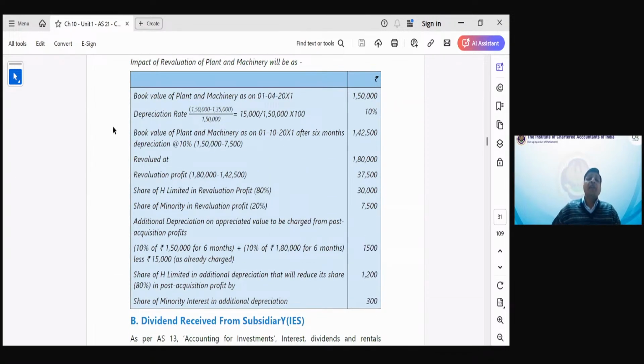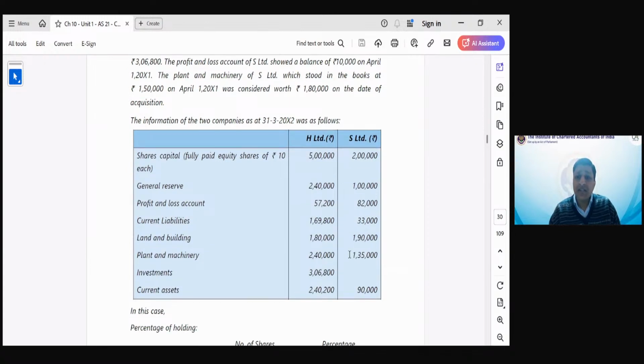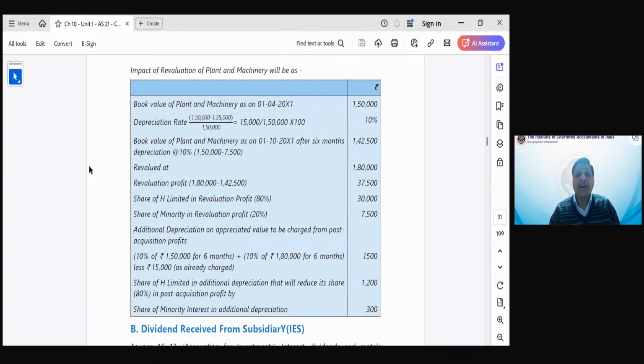Okay. So the book value of plant and machinery at the beginning of the year, 1st April, was 1,50,000. And do we have the book value of plant and machinery at the end of the year? The answer is yes. It's 1,35,000. So that means during the full year, there has been a depreciation of 15,000 on 1,50,000. So what is going to be the rate of depreciation? 10%. So there is a depreciation of 10%. Correct?